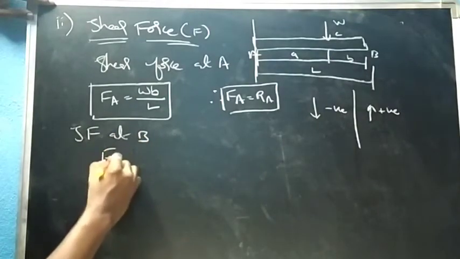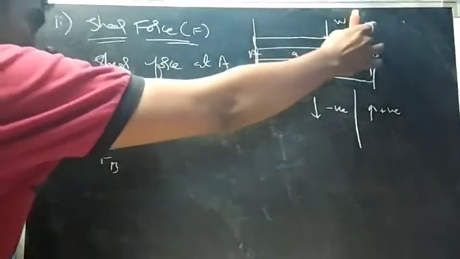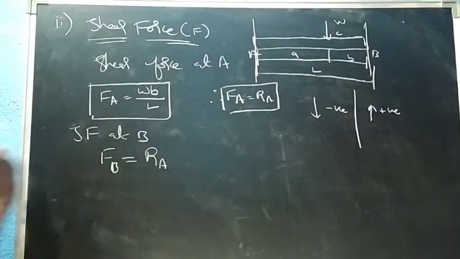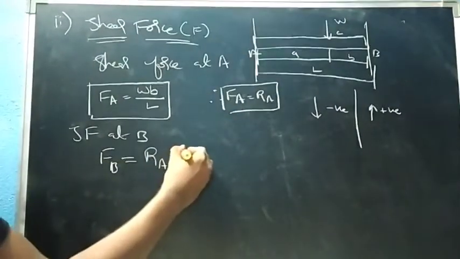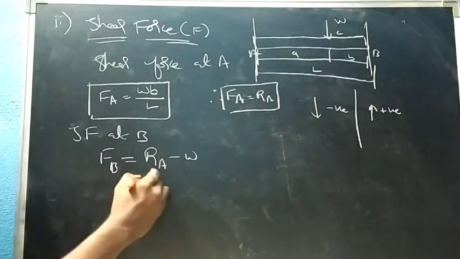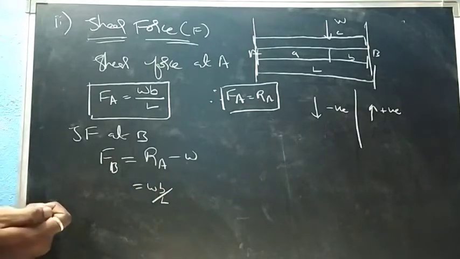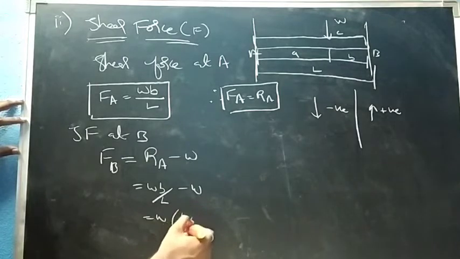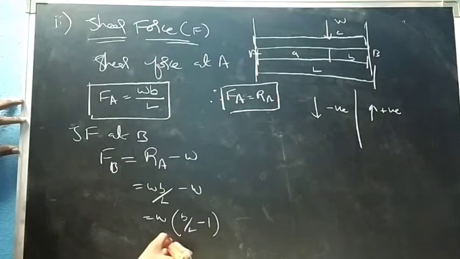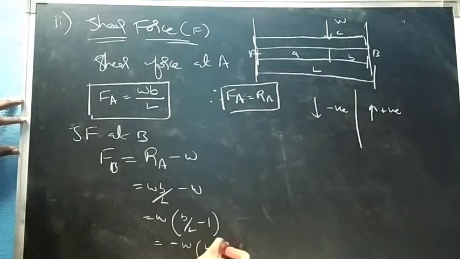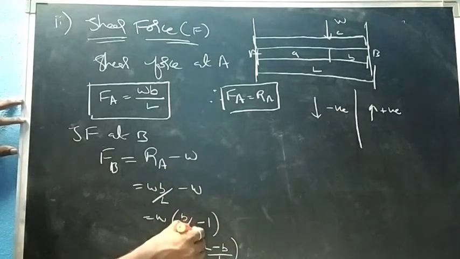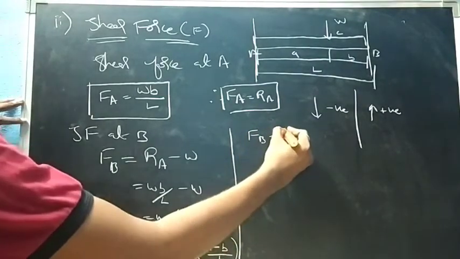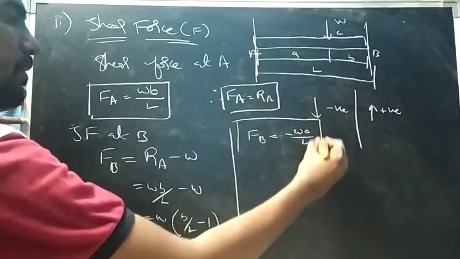Now we will find the shear force at B. FB is the summation of all the forces, that is RA minus W. We know that RA is Wb by L, so Wb by L minus W. Taking W as common, b by L minus 1, so I can write minus W into L minus b upon L. So I got FB equals minus Wa upon L.